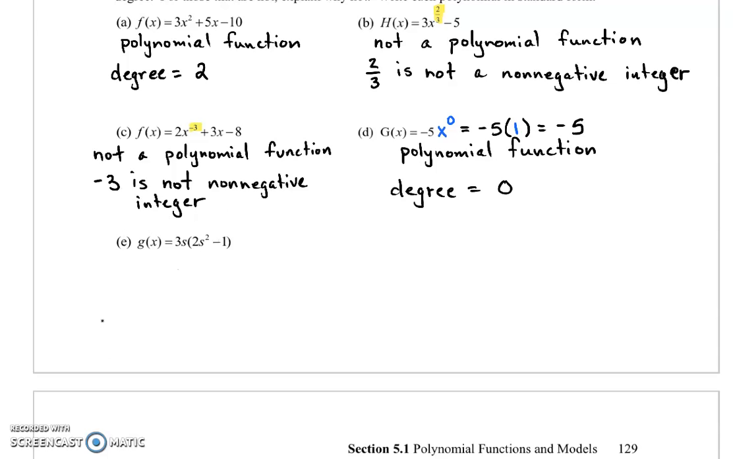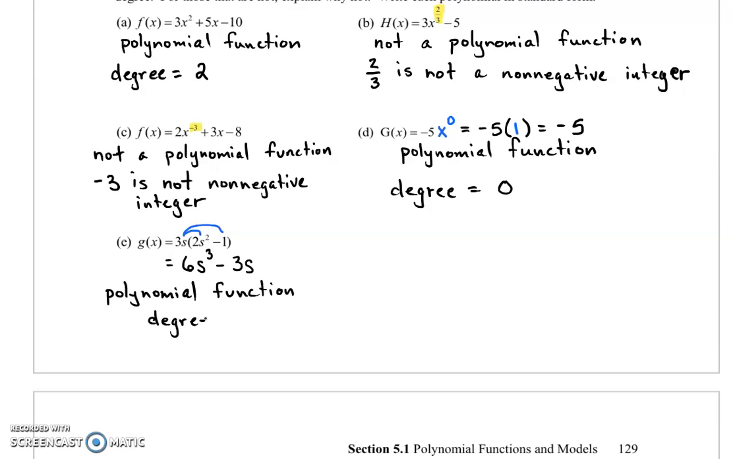What about the last one? Right now, it doesn't look like a polynomial, right? Because it's not in that form. But if we distribute this through the 3s, we get 6s cubed minus 3s. And now it's clearly a polynomial function. And its degree is 3.